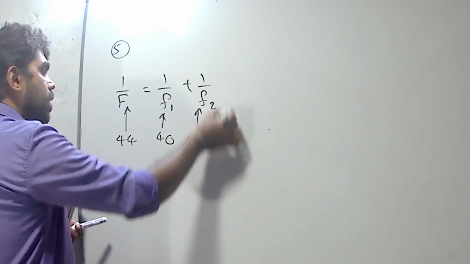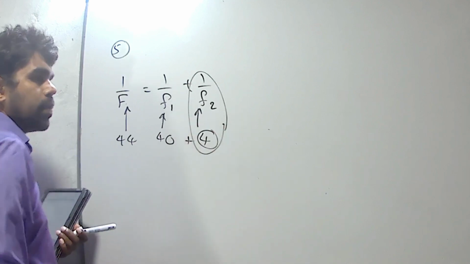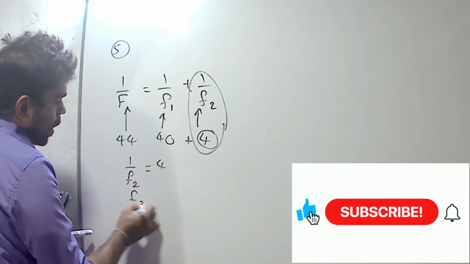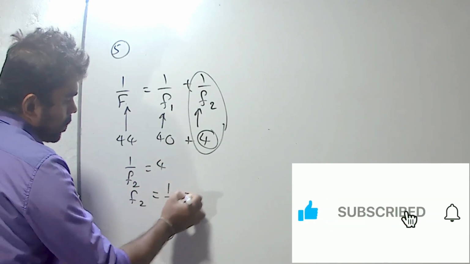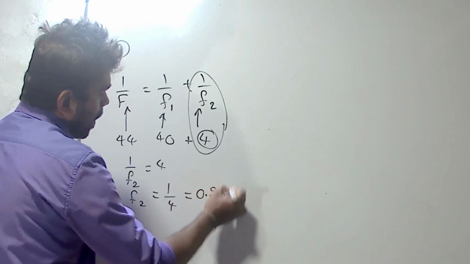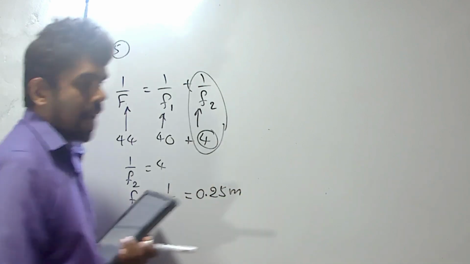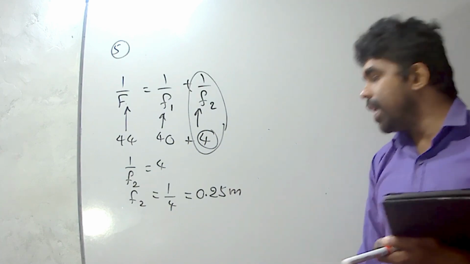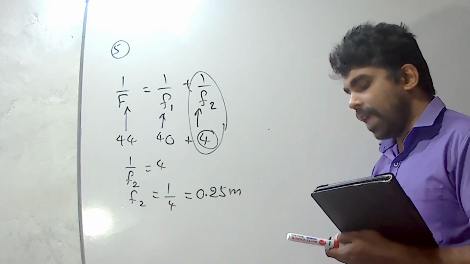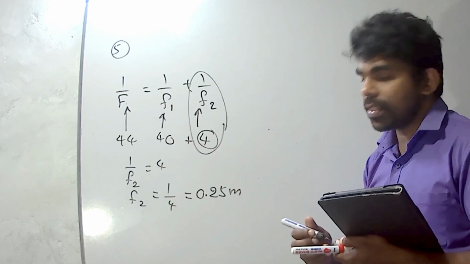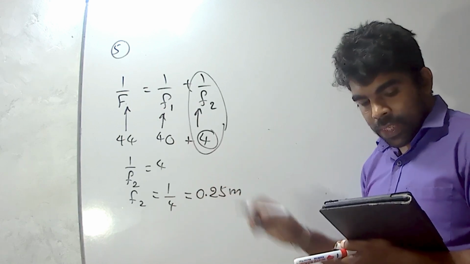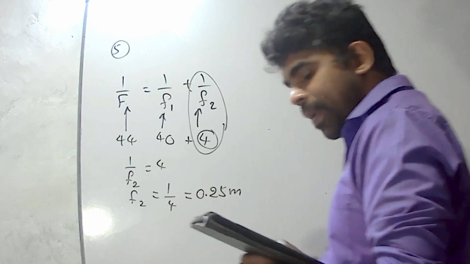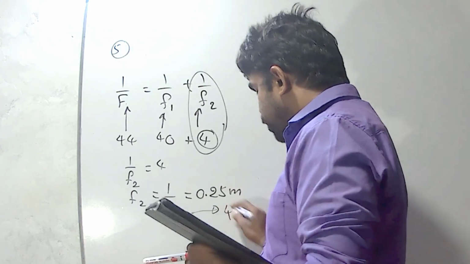Then we have to find the focal length related to this power. 1 over f2 equals 4, so f2 equals 1 over 4, which is 0.25 meters. We get power in the SI unit, diopters, by using the focal length in meters. Therefore, it should be 0.25 meters. It means 25 centimeters. The answer is 4.